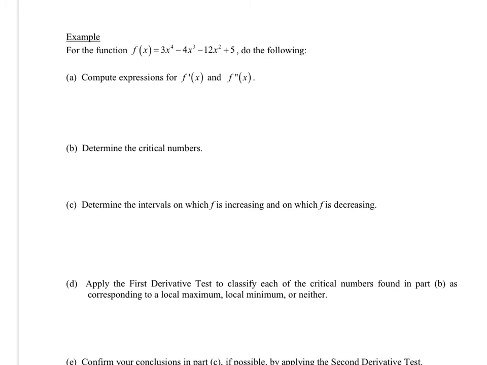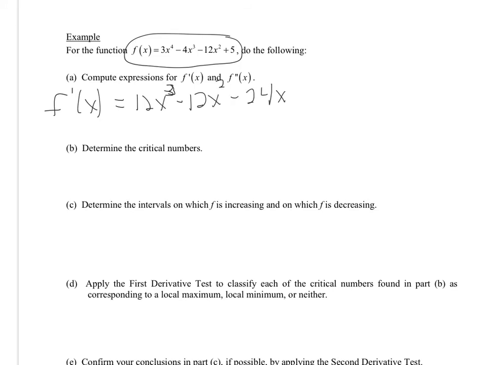So here we have a polynomial function, and we want to do lots of things and find lots of things out about that function. So let's compute its first 2 derivatives. So f prime of x is going to be 12x^3 minus 12x^2 minus 24x, and the second derivative is 36x^2 minus 24x minus 24.